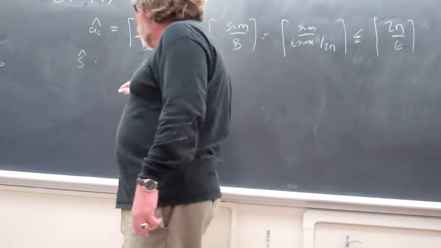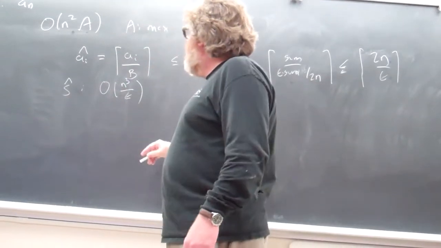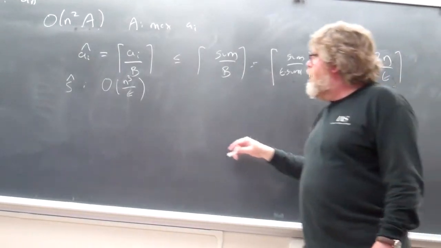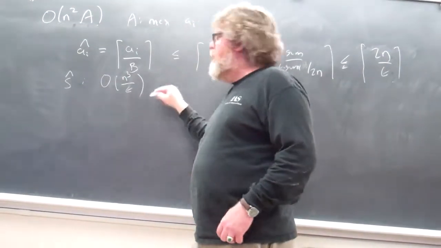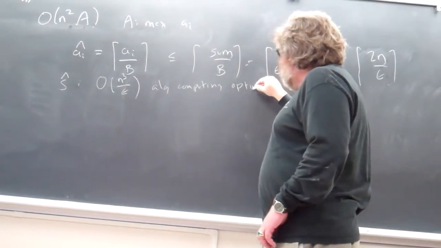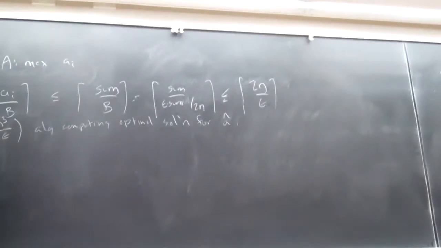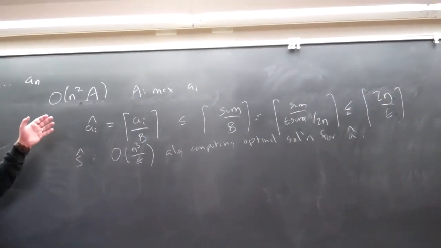this algorithm, then in time order n cubed over epsilon, right? Because we're just taking the maximum value is at most 2n over epsilon, order n over epsilon, putting that in for A, we get an order n cubed over epsilon algorithm computing the optimal solution for the A hats. And what I claim is that that's an approximately optimal solution. That same solution is an approximately optimal solution for the original instance as well.